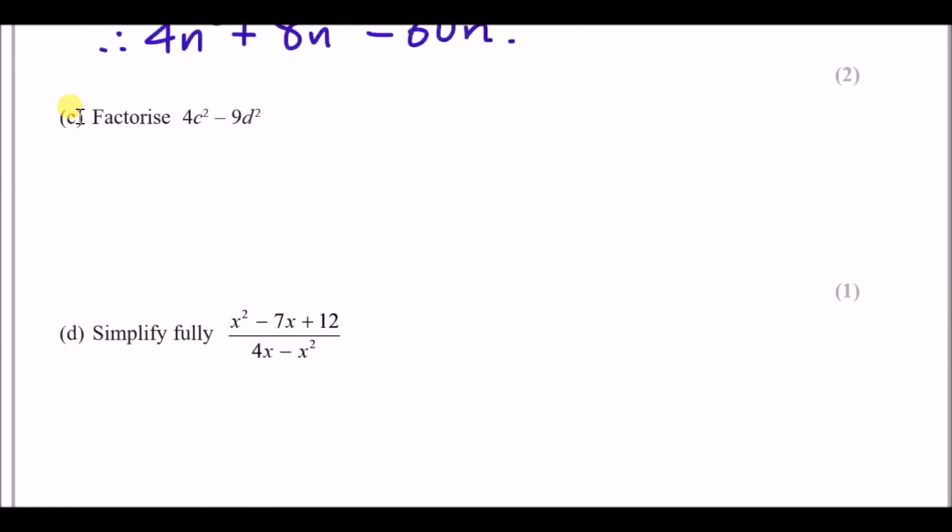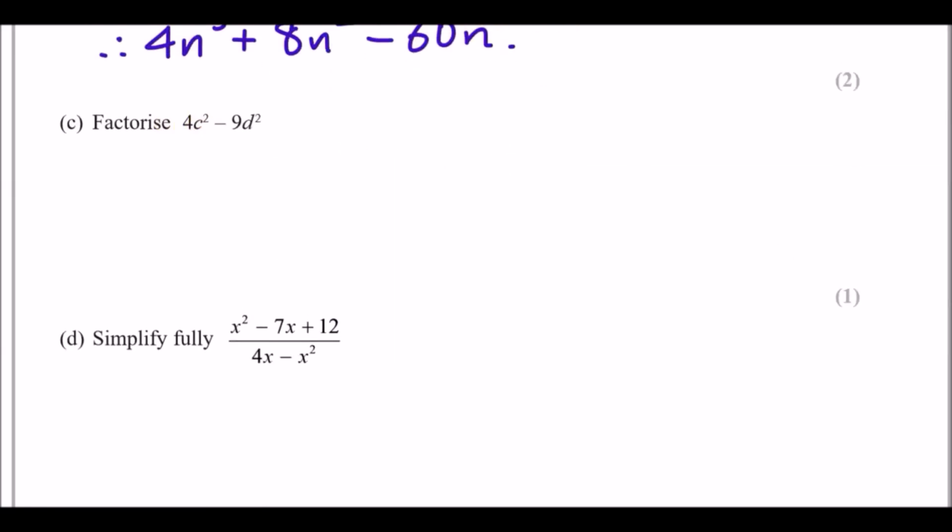For c, factorize 4c squared minus 9d squared. Now you have to literally spot this, because you probably realize that firstly there is nothing in common between c and d, or 4 and 9. But you have two things in common. Firstly, they're both square terms. You got 4, which is a square number, c is squared, 9 is a square number, d is squared. So in this case, we need to use a method known as dots, which is the difference of two squares. And difference of two squares means you can factorize them into double brackets.